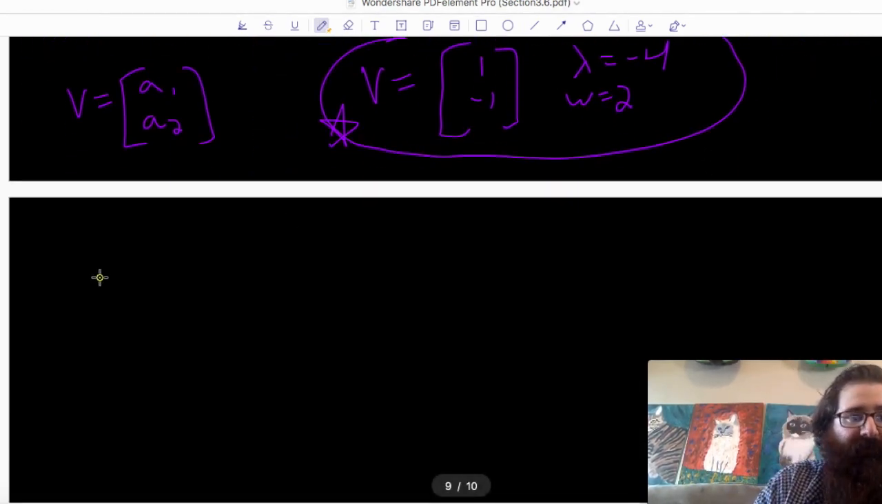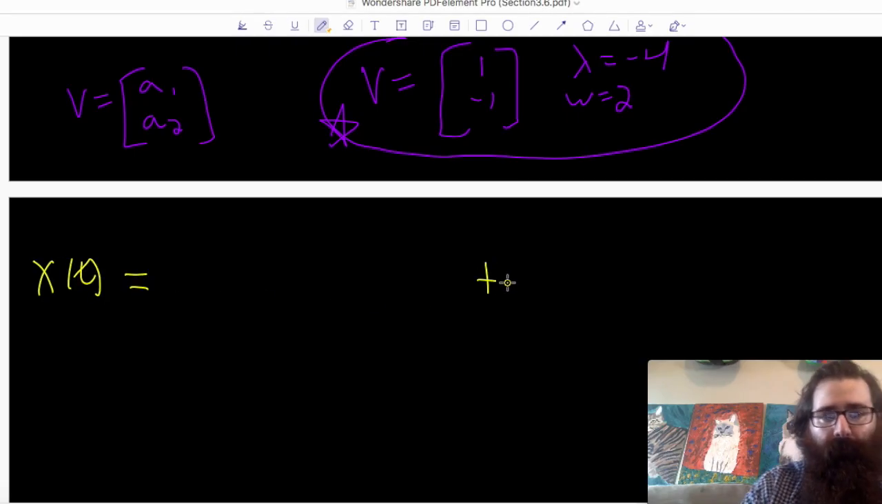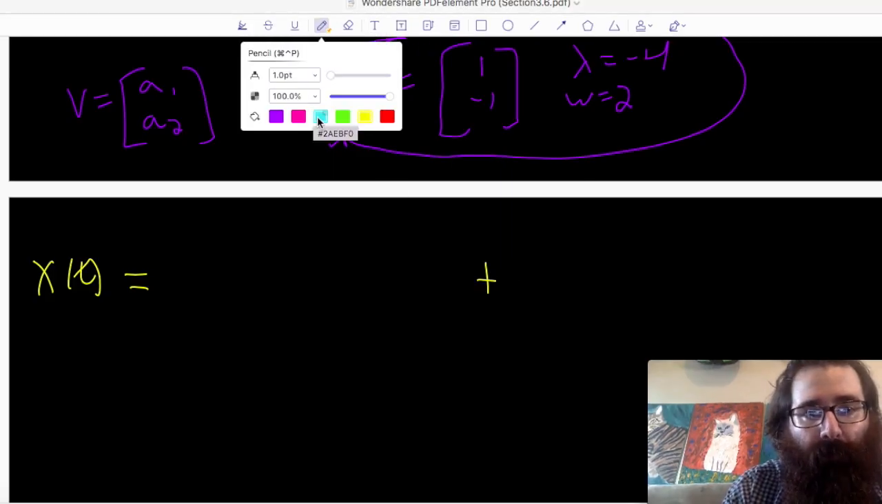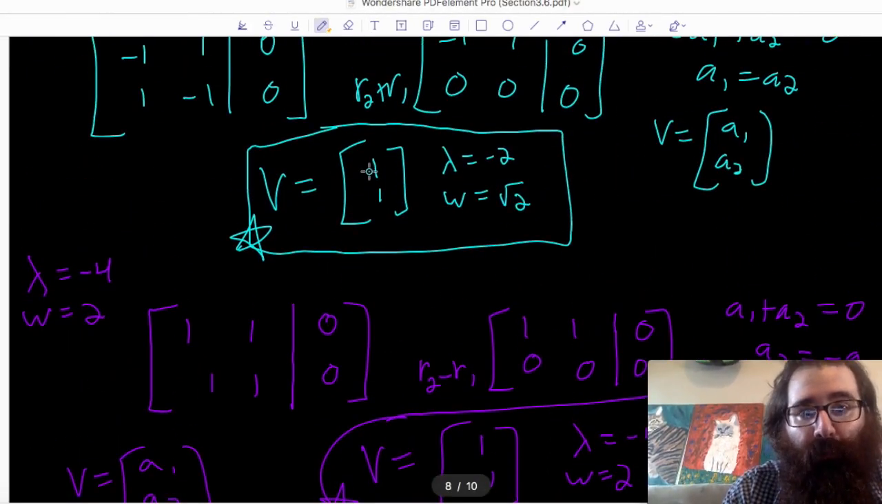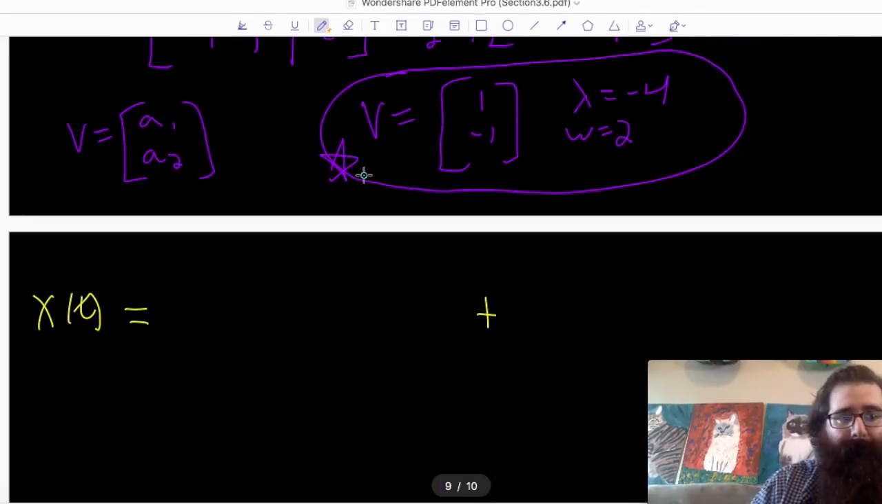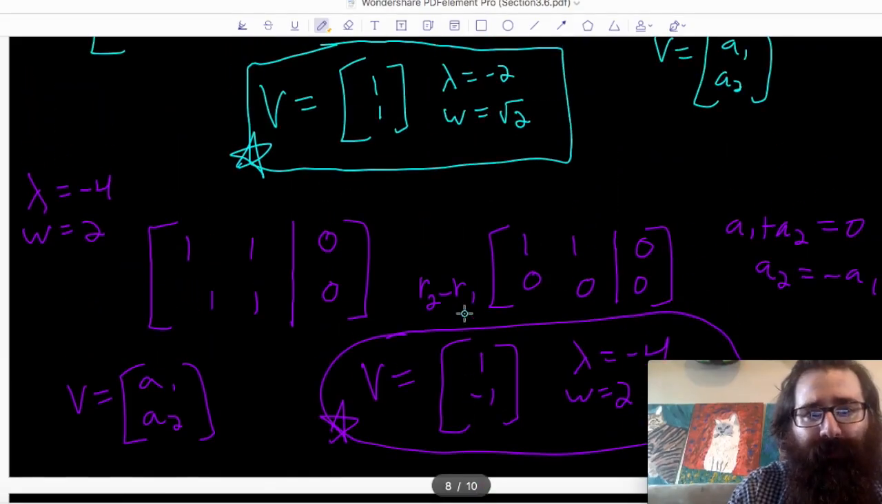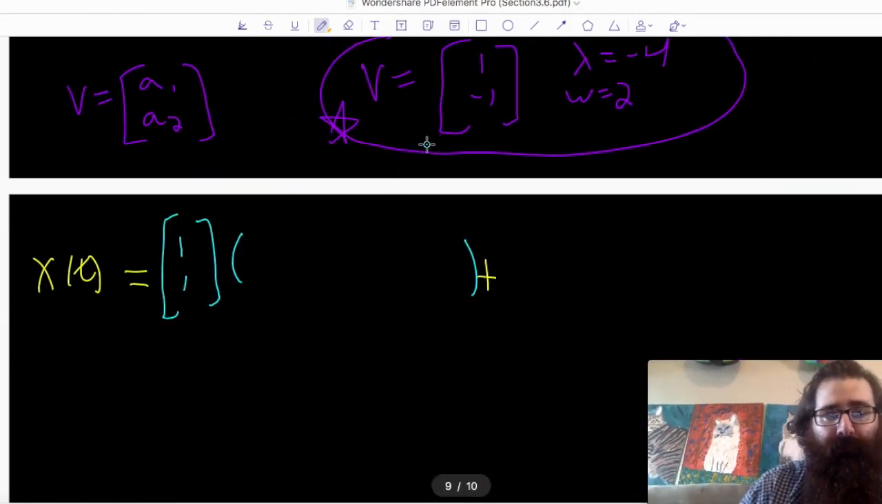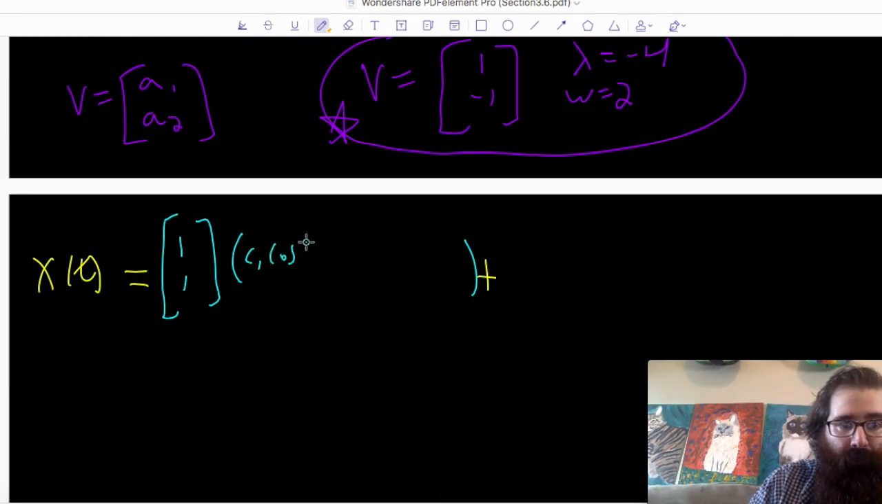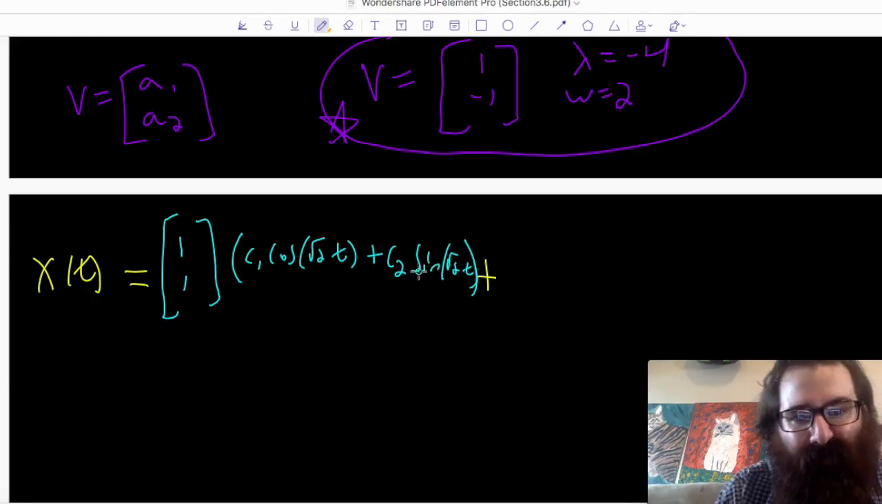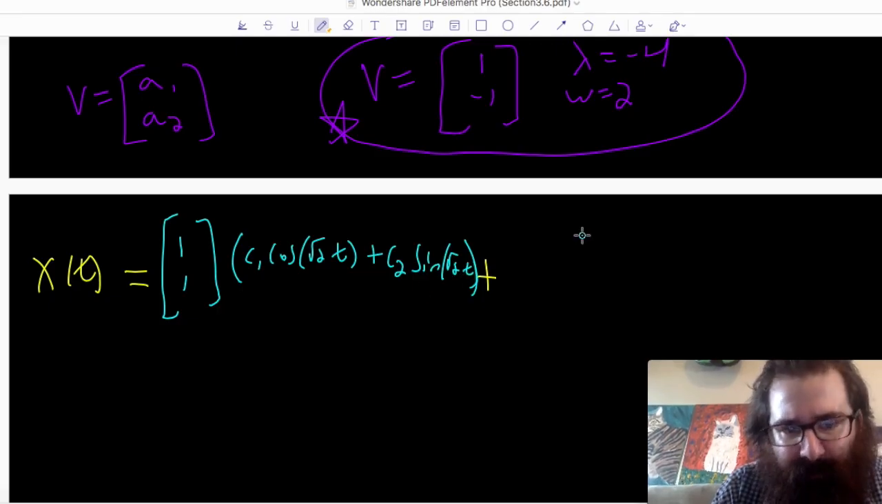So here we have x at t is equal to, we'll do this piece by piece. So in the baby blue, we got an eigenvector 1, 1 times, in parentheses, our frequency was square root 2. So that should be c sub 1 cosine square root 2t plus c sub 2 sine of square root 2t. I'm cutting it kind of close, but you can see those are square root 2's, hopefully.